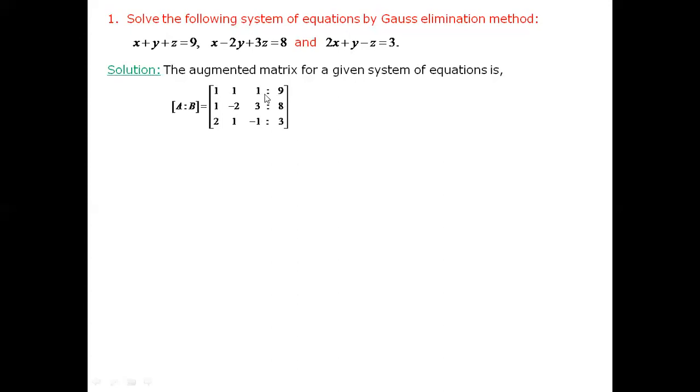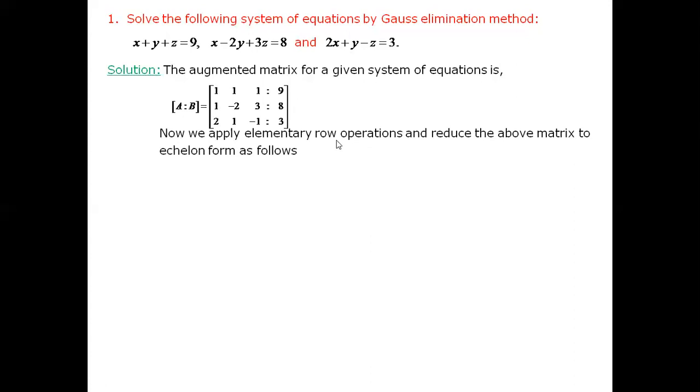So check the leading entry of the first row. The leading entry of the first row means the first row, first element, that is this 1, and it should not be 0. If the leading entry is non-zero, we can write that row as it is, and we have to make the elements below the leading entry 0. That means the elements below this leading entry are 1 and 2. So we have to make these two elements 0 using row operations. I mean you have to operate R2 and R3 with R1 only. So what are the operations?